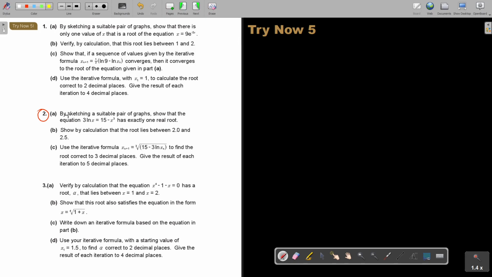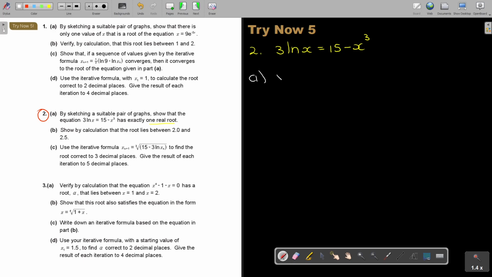Okay, so by sketching a suitable pair of graphs, show that the equation, and I always like to first write it down, number 2: 3 ln x equals 15 minus x^3, has exactly 1 root. Now, the nice thing is if they give it to you on 2 sides, they help you a little bit. It's a bit more challenging if they give it to you on one side and you have to take over and then break it up. But I think this was nice.